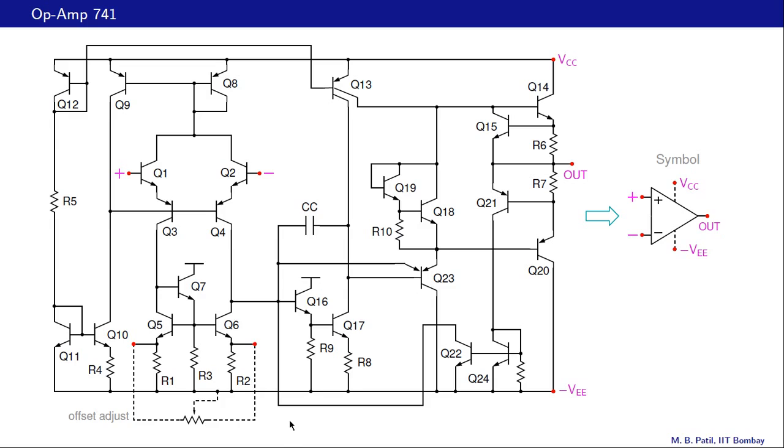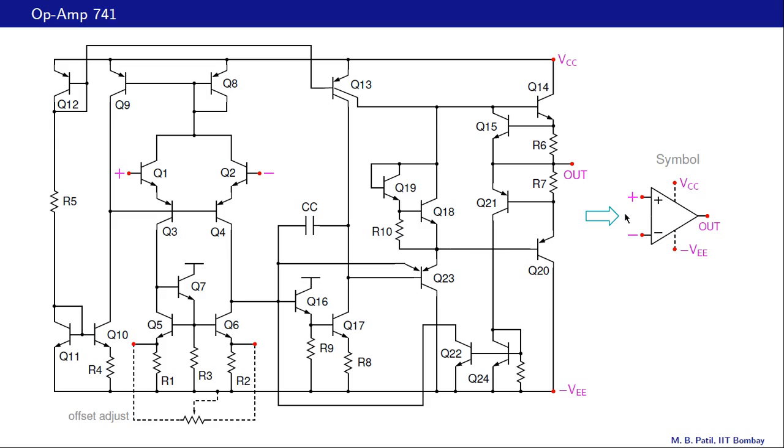One important point that we should observe in this figure is the following. The inputs, the non-inverting input as well as the inverting input, are basically base terminals of transistors Q1 and Q2, and therefore the input current that we see, either that current or that current, is a base current of a BJT. And since base currents are small, they are smaller than the collector currents by a factor of beta.